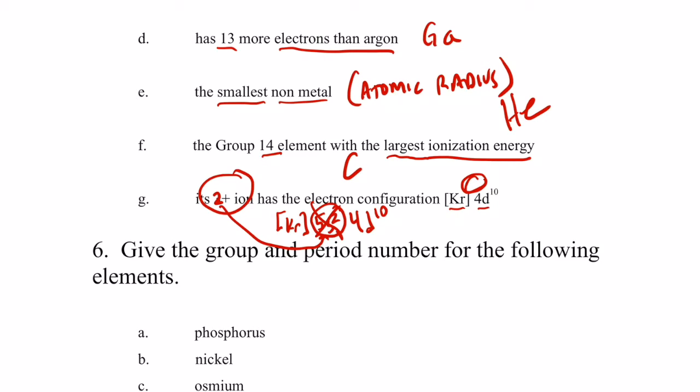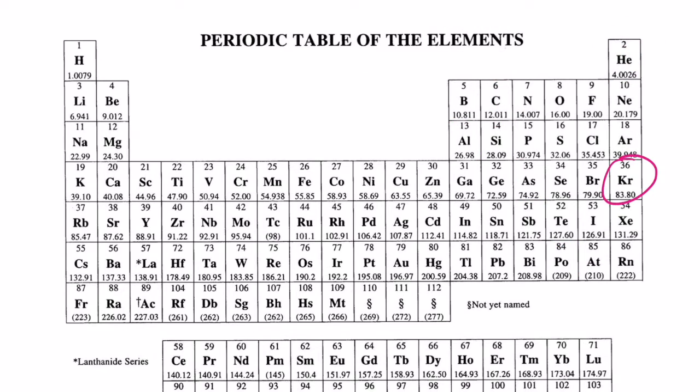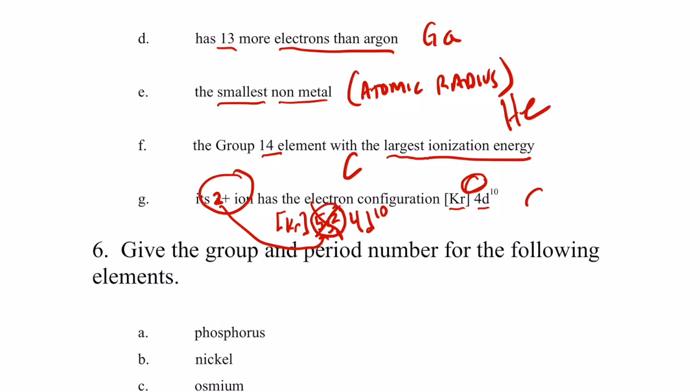So it would be the neutral element whose configuration was krypton 5s2 4d10. So krypton 5s2 4d10. Here's krypton. Here's the fifth row, 5s2, and then this is 4d10. That would be cadmium. So cadmium 2 plus would have the electron configuration krypton 4d10. Once again, the 5s2 electrons were lost, making it 2 positive.